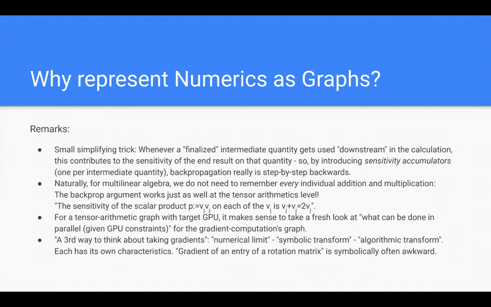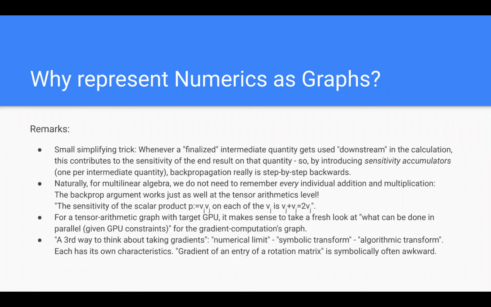One simplifying trick is that whenever a finalized intermediate quantity that is not updated anymore gets used downstream in the calculation, then that particular use contributes to the sensitivity of the end result on that quantity. So if we introduce sensitivity accumulators initialized to 0, right when we introduce these intermediate quantities, we can make backpropagation really a step-by-step procedure as described.